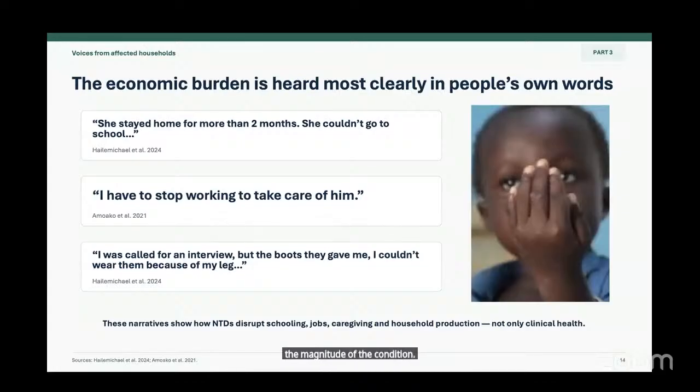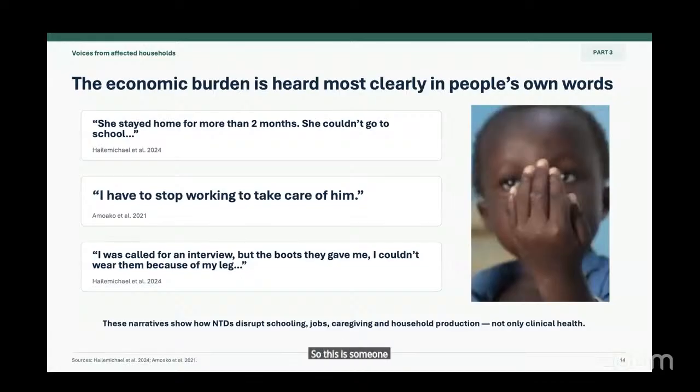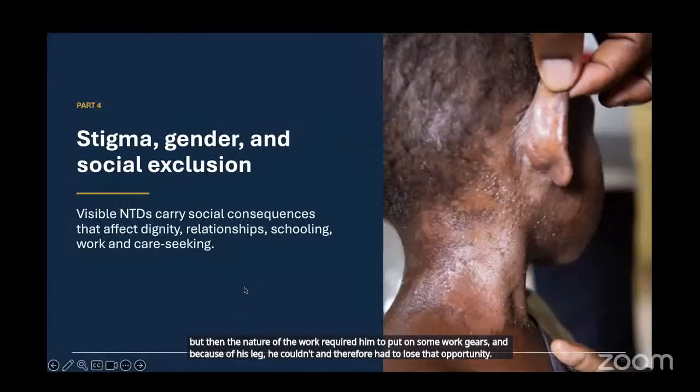And then in terms of productivity losses further, one of the respondents mentioned that I was called for an interview, but the boots they gave me, I couldn't wear them because of my leg. So this is someone who had a job opportunity and had to attend an interview, but then the nature of the work required him to put on some work gear, and because of his leg, he couldn't, and therefore had to lose that opportunity.